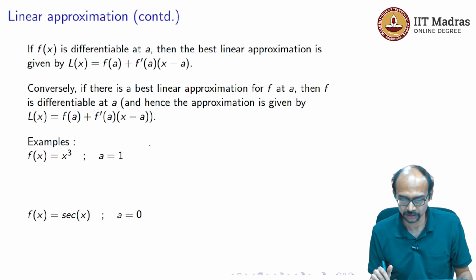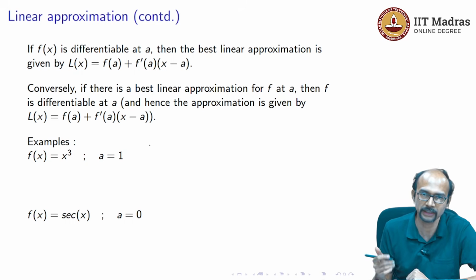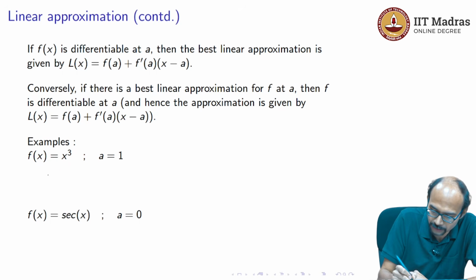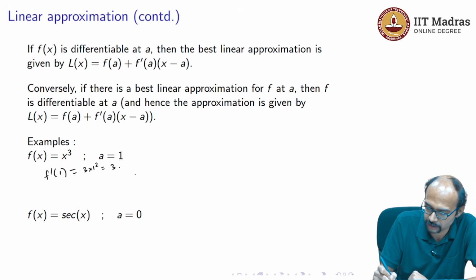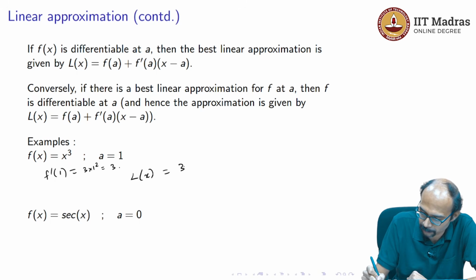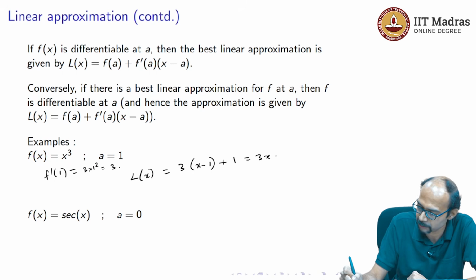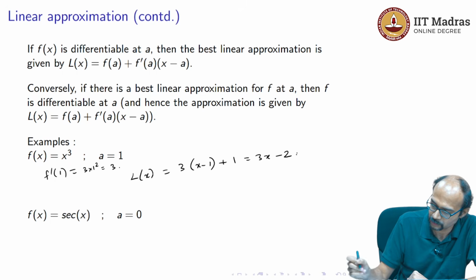So, let us do these examples. f of x is x cube, A is 1. What is the best linear approximation? This is exactly the same as finding the tangent. So, here you will have to find f prime at 1. f prime at 1 is 3 times 1 squared. I am doing it faster now than I did earlier. So, the best linear approximation L of x is f prime at 1, which is 3, times x minus 1, plus f of 1, which is 1. So, this is 3x minus 3 plus 1, so 3x minus 2.